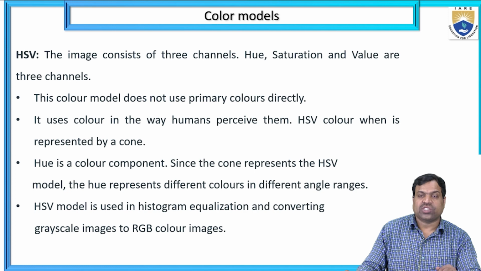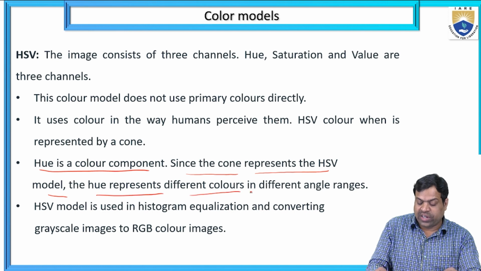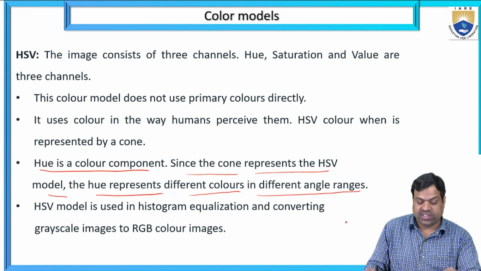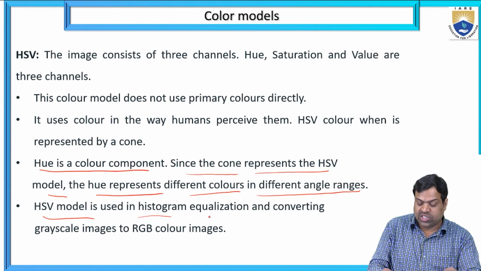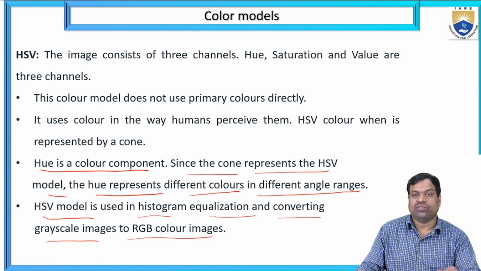So what are the applications of HSV? Hue, saturation and value are the 3 channels to find out the original image. And hue is a color component. Since the cone represents the HSV model, the hue represents different colors in different angle ranges. The HSV model is used in histogram equalization and converting grayscale images to RGB color images. So these are the advantages or applications of HSV.